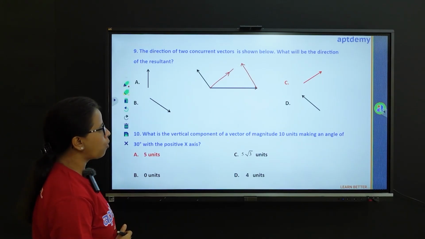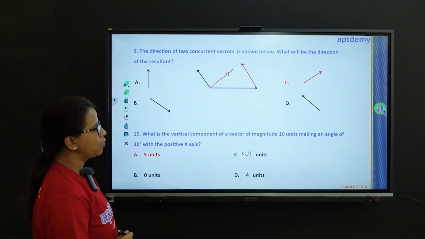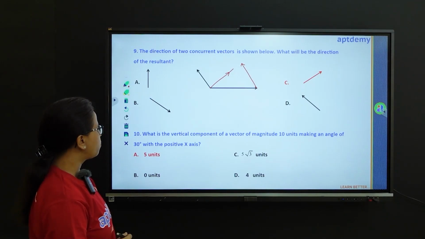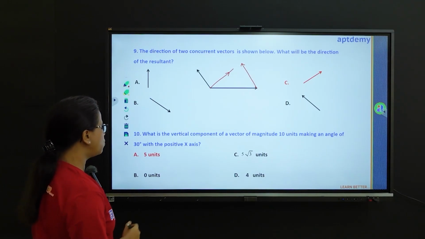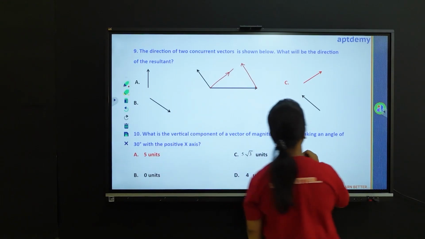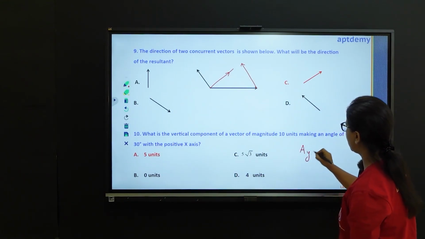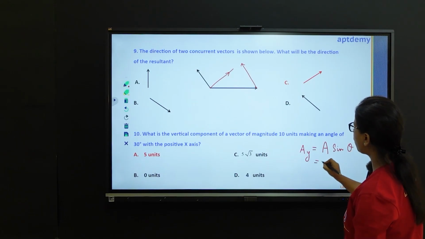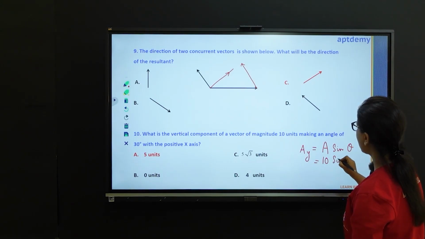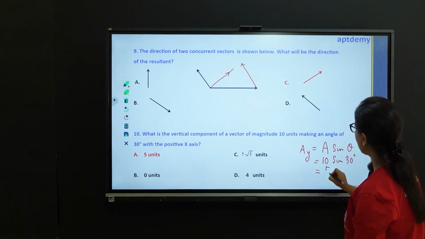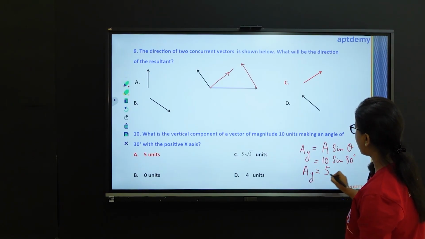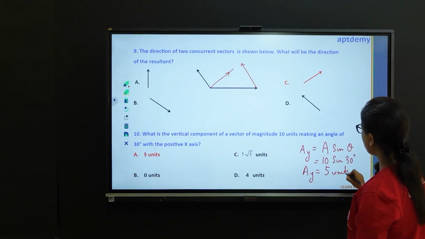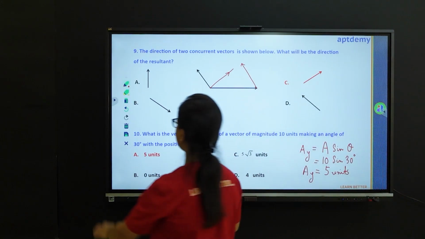Now what is the vertical component of a vector of magnitude 10 units making an angle 30 degrees with the positive x-axis? So we are to find out the vertical component, which means A_y is the vertical component, which is equal to A sine theta. Now the magnitude of A is given as 10 and theta is given as 30 degrees. So sine 30 is half. So we are left with the vertical component as 5 units. So option A stands correct.